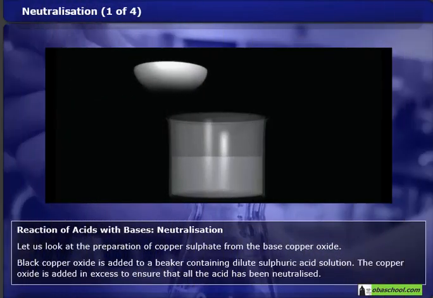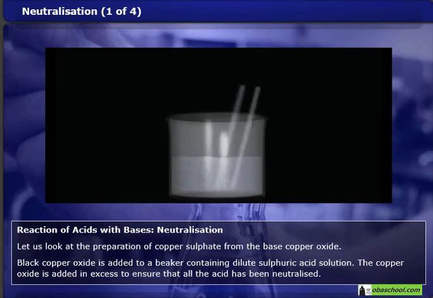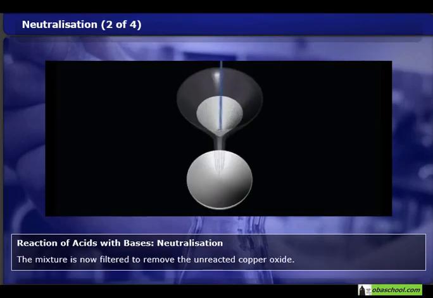Let us look at the preparation of copper sulfate from the base copper oxide. Black copper oxide is added to a beaker containing dilute sulfuric acid solution. The copper oxide is added in excess to ensure that all the acid has been neutralized. The mixture is now filtered to remove the unreacted copper oxide.